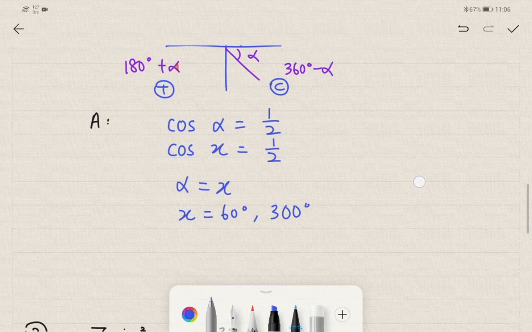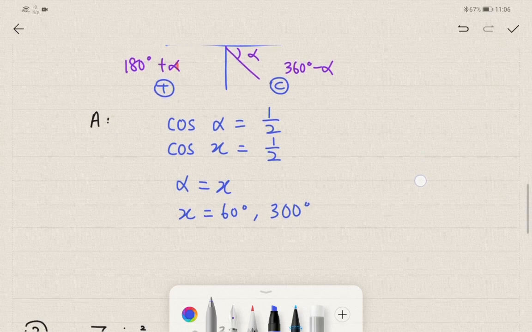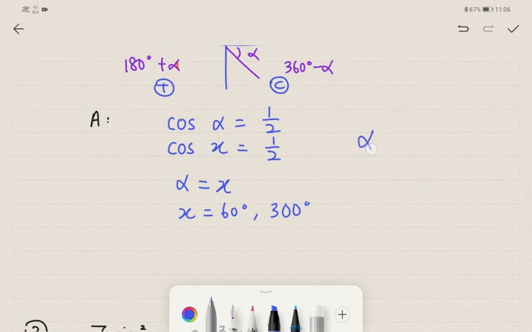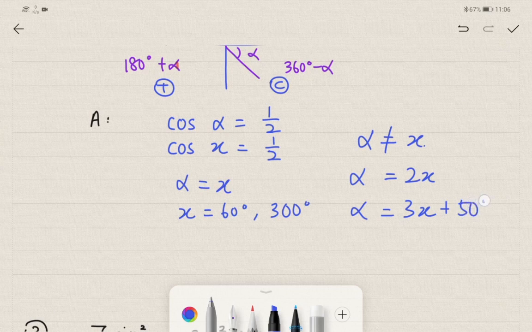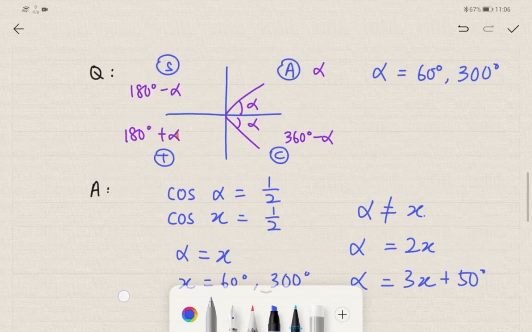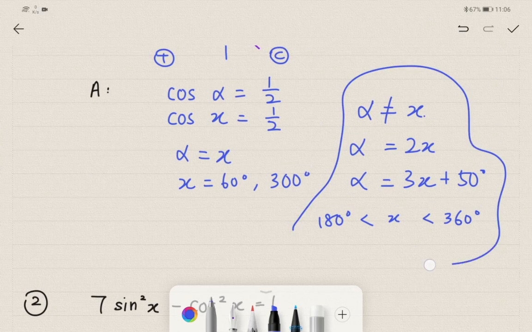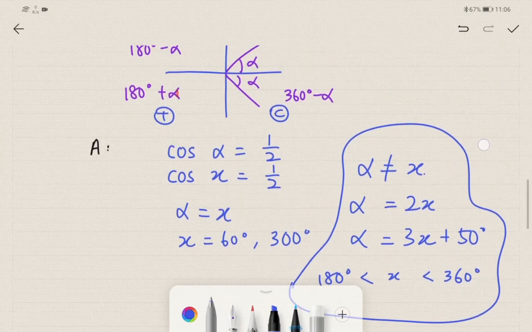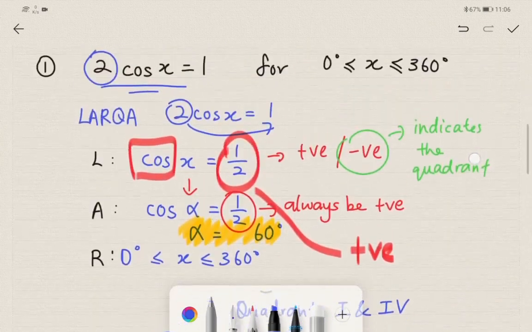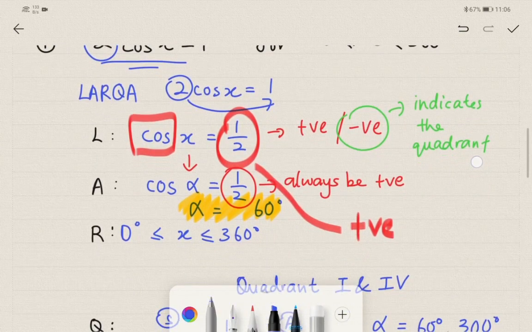If we have the chance, and let's see if we have the time to discuss further on this subtopic, we might try out some questions where your alpha is not equal to x. For example, alpha can be 2x, or 3x plus 50 degrees, something like this. We can also try out a range that is not within 360 and 180. If we come across this kind of question, there will be extra steps to be done, but at least now we need to master this part. So yeah, it's indeed a very long set of steps.